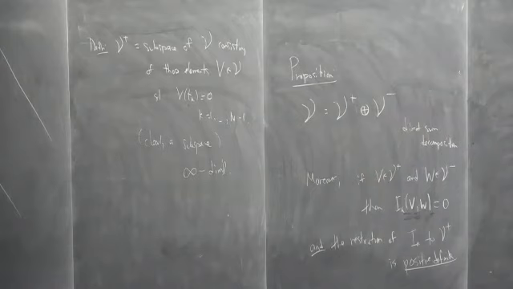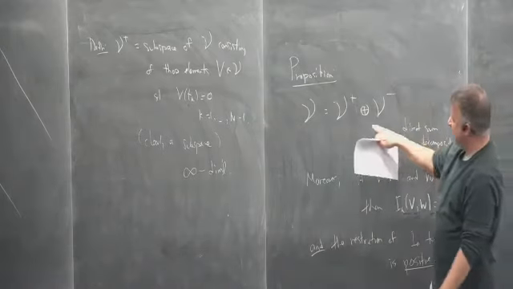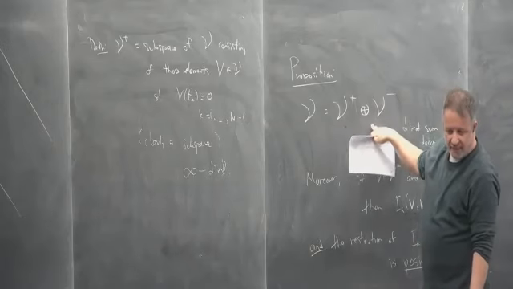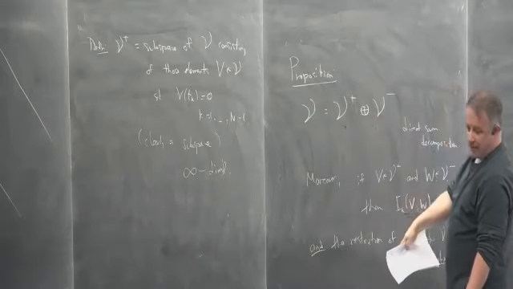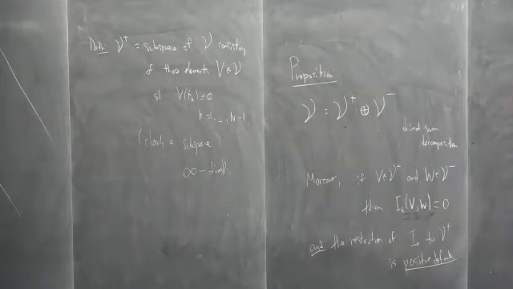If I had written V as a direct sum of two subspaces, one on which is positive definite, one on which is negative definite, then it's easy to see there wouldn't be a radical, right? So it's not going to be true that the restriction to V minus is negative definite. Okay.